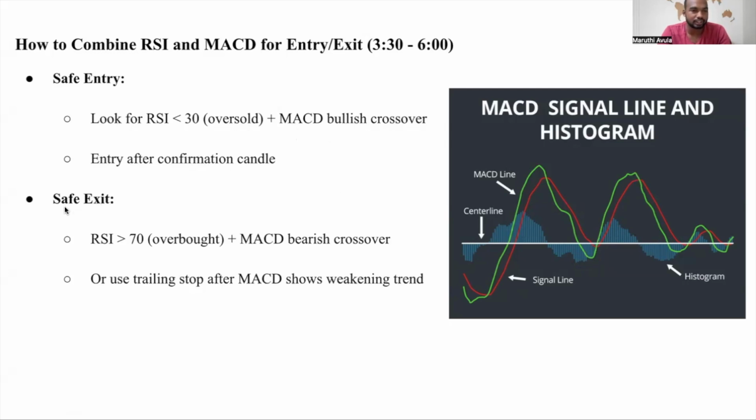In a similar way, the safe exit: when RSI is greater than 70, overbought, plus MACD bearish crossover. Let's say you purchased here, and RSI went up, MACD also went up, and RSI also crossed 70. Then you see the MACD line crossing the signal line from top to bottom. It means the price is going to come down. This is called a MACD bearish crossover. Or use a trailing stop after MACD shows a weakening trend. I will explain in the next video how this trailing stop will work.